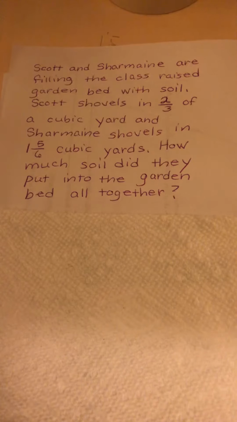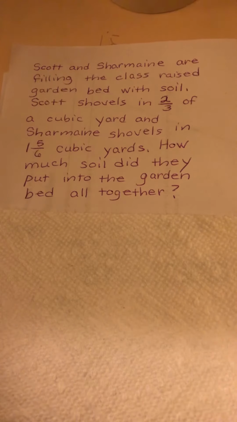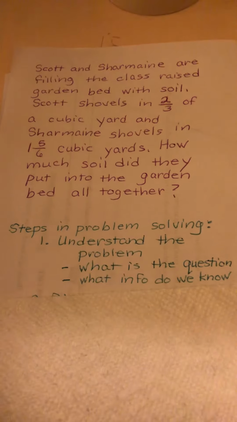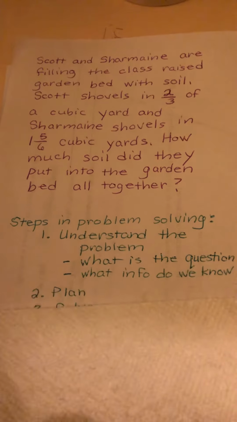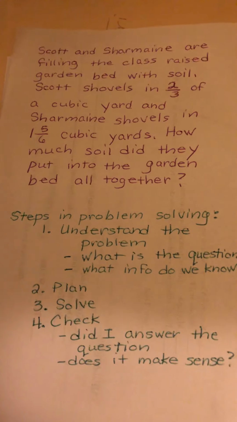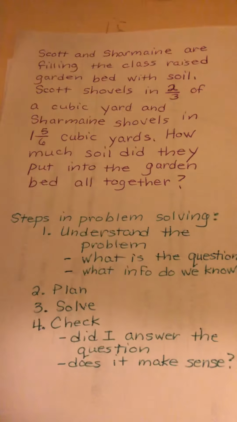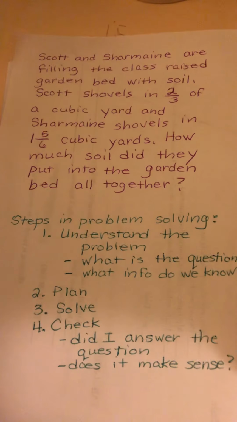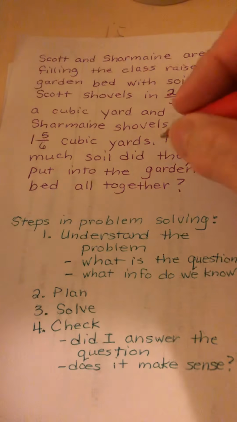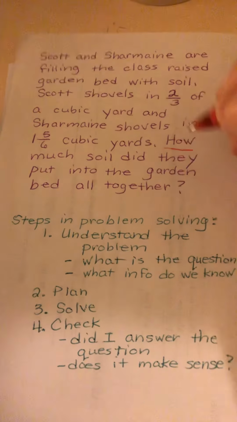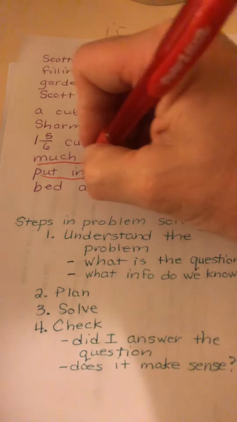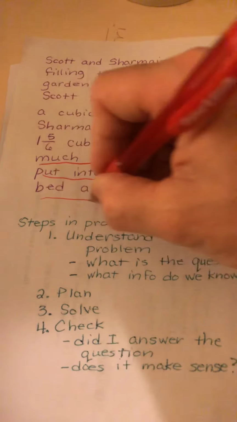So the thing that we have to do is remember our steps in problem solving. The first step is to understand the problem. When we want to understand the problem, we have to look at what is the question. So let's look at our question. How much soil did they put in the garden bed all together? So I'm going to underline my question.